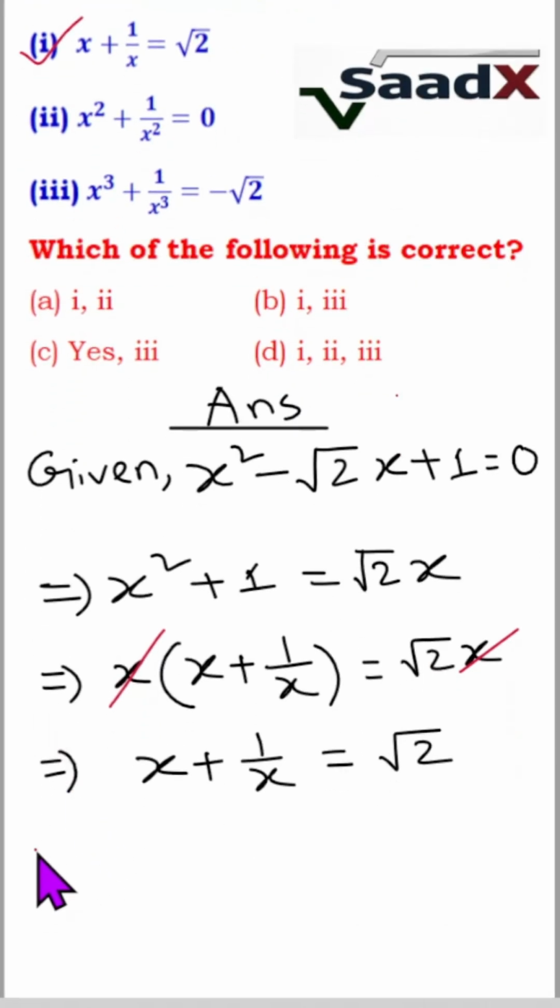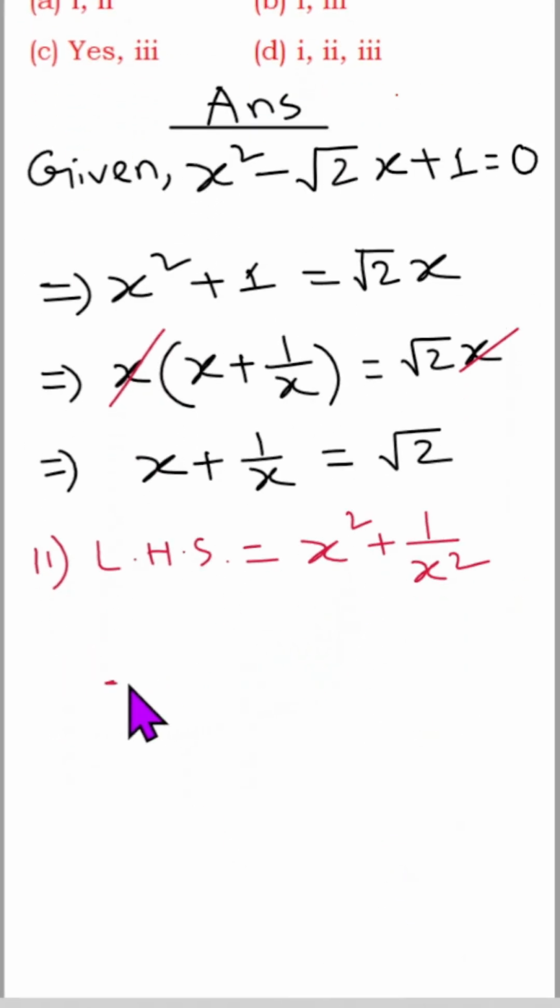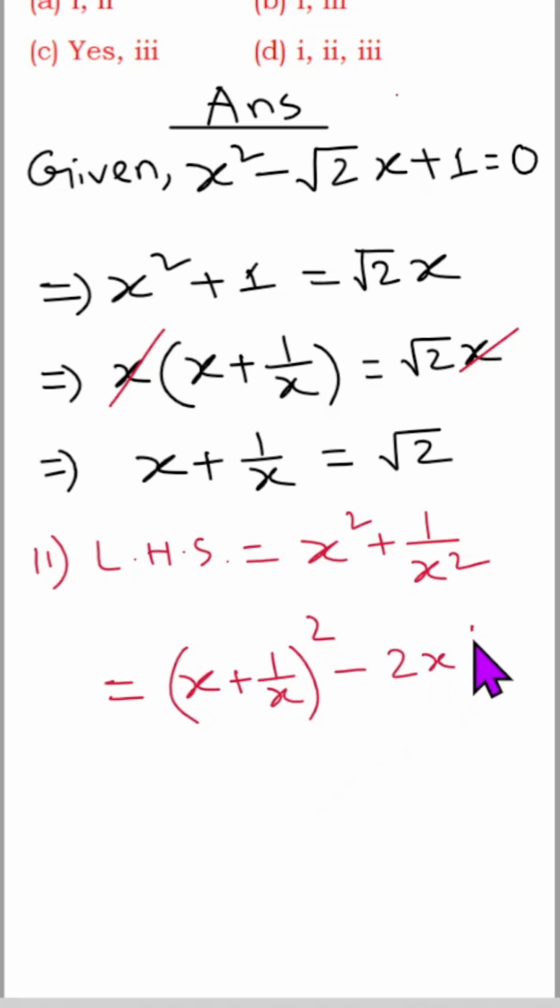Second one. Here is the left hand side, x square plus 1 by x square, right? So this one we can write as x plus 1 by x whole square minus 2 times x times 1 by x. We know the rule: a square plus b square means a plus b whole square minus 2ab, right?